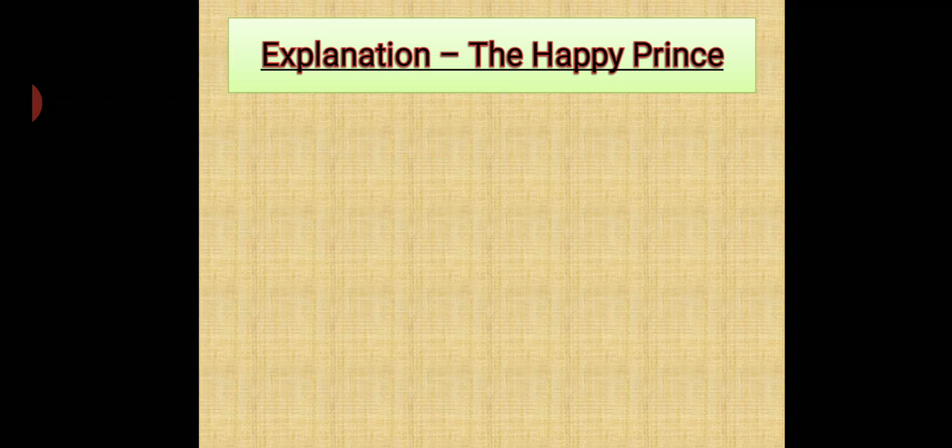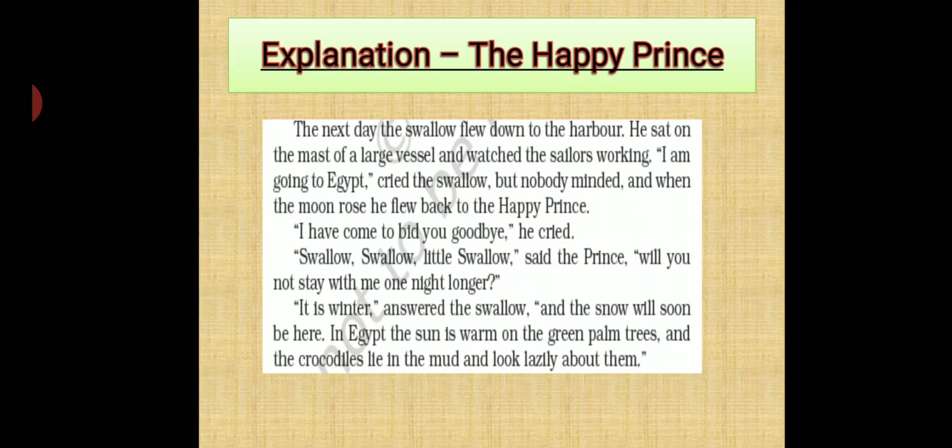So now coming to the next part. The next day, the swallow flew down to the harbor. Harbor means a seaport. He sat on the mast of a large vessel and watched the sailors working. I'm going to Egypt, cried the swallow. But nobody minded, and when the moon rose, he flew back to the happy prince. So next morning, the swallow bird flew down to the harbor and sat on a mast of a ship. He spoke loudly that he was going to Egypt. And when it was night, he flew back to the happy prince.